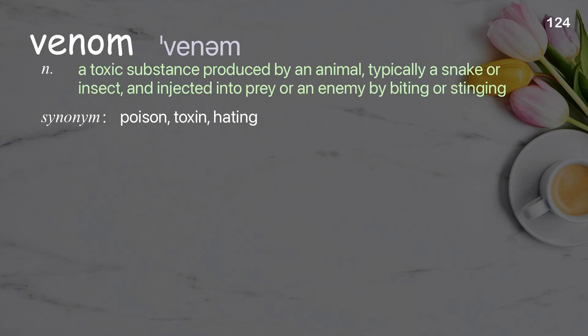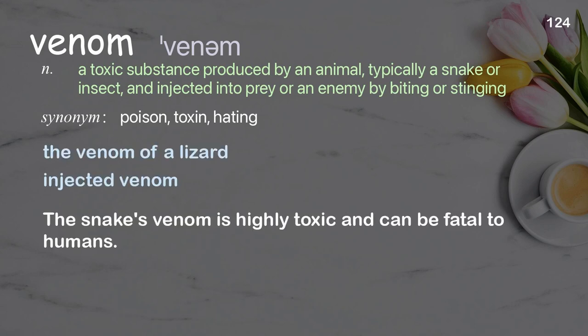Venom. A toxic substance produced by an animal, typically a snake or insect, and injected into prey or an enemy by biting or stinging. Examples: the venom of a lizard, injected venom. The snake's venom is highly toxic and can be fatal to humans.